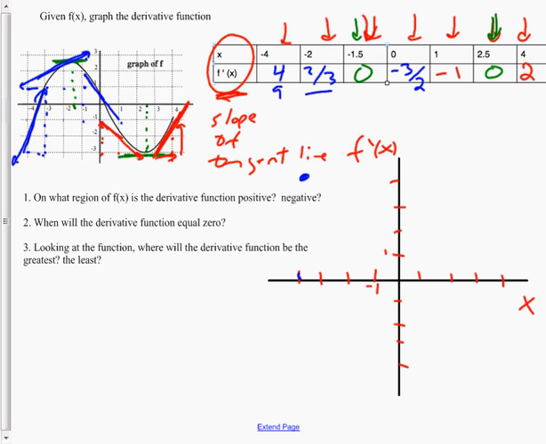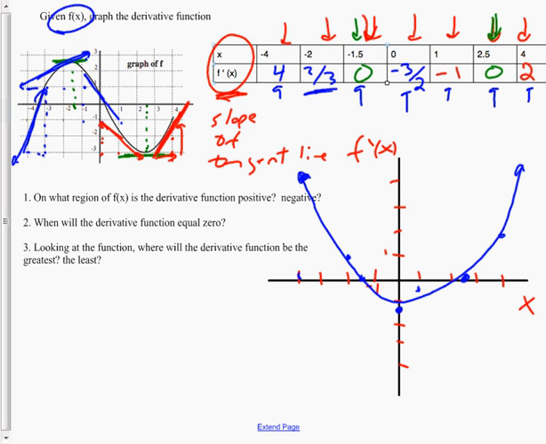The next point is here, negative 2, comma 2/3. So negative 2, 2/3, something like that. Then we've got negative 1.5, 0. Then 0, negative 3/2. Then 1, negative 1. Then 2.5, 0, then 4, 2. And this is not a perfect graph, but it's sort of following this parabola shape. Now this is a very key thing.